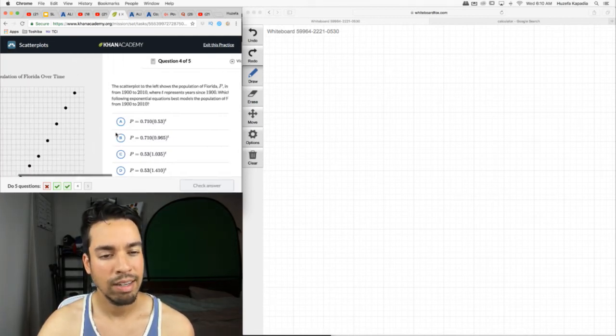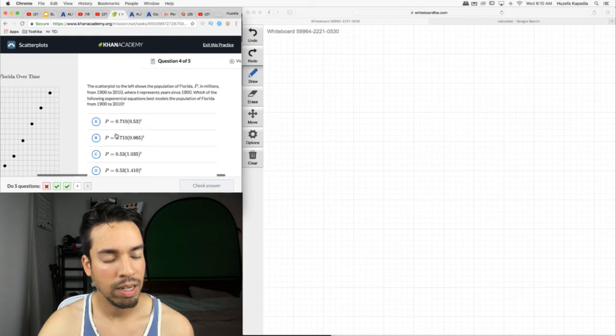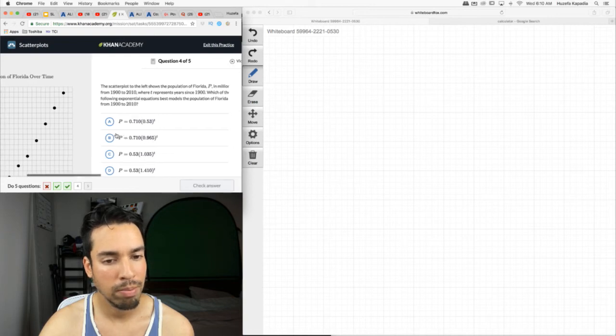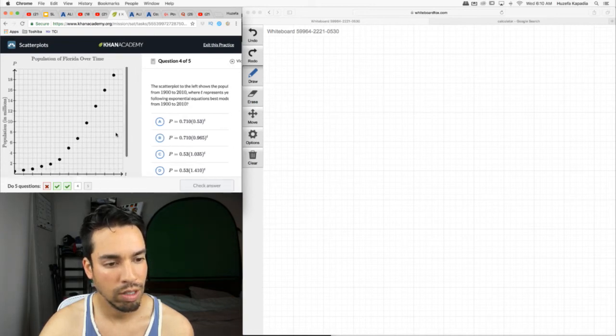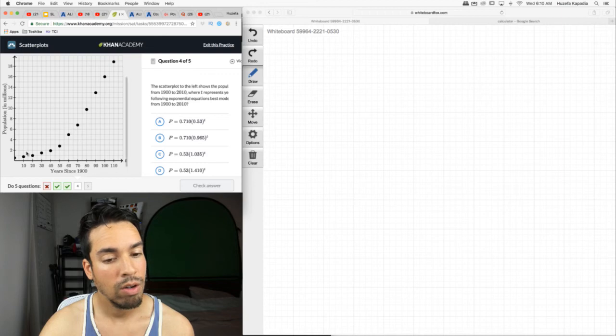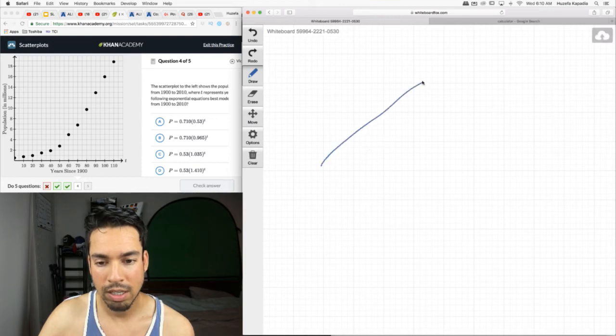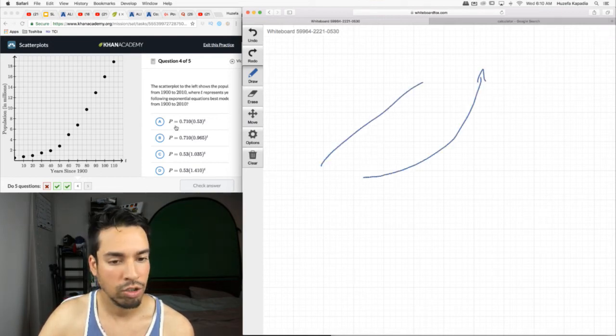Next, the scatter plot to the left shows the population of Florida in millions from 1900 to 2010, where T represents years since 1900. Which of the following exponential equations best models the population of Florida from 1900 to 2010? So now you can see that this looks definitely exponential. Linear would be just a straight line, but because it's got this curve to it, where it's shooting up here, that's an exponential function. The thing is, all of these are exponential, so that's fine. Now, this is a calculator problem.